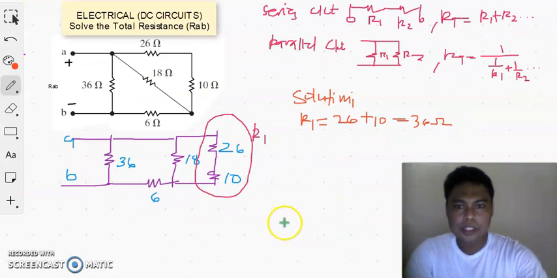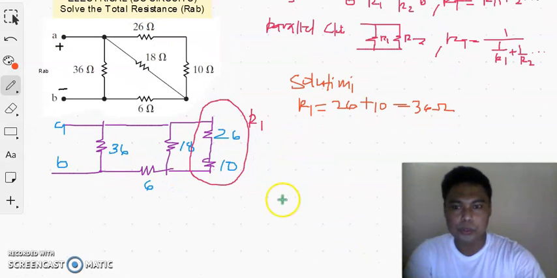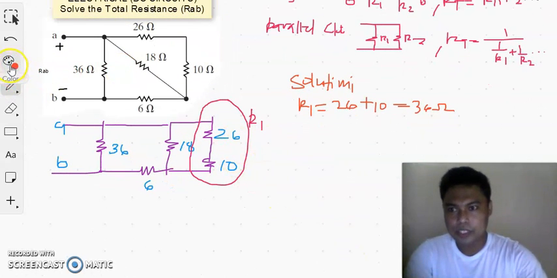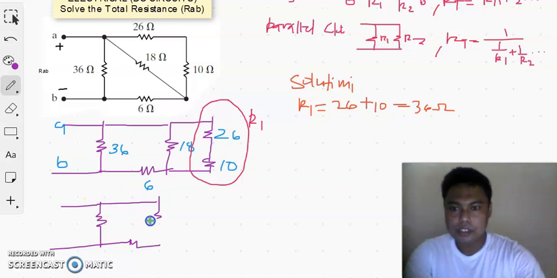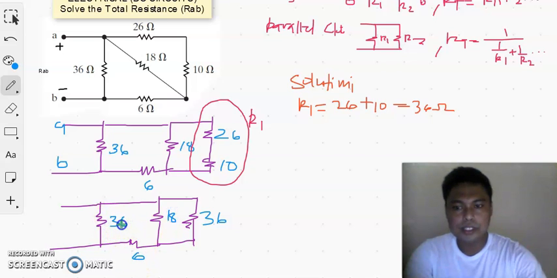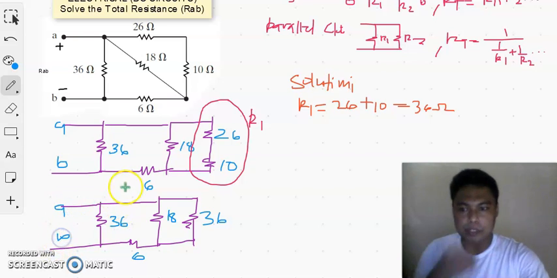Okay. And then we're going to read through the circuit for you to easily figure out. Okay, this is 36. This is 6. Okay. This is 18. We can have it labeled. So this is our R1. This is 36. So this is 18. This is 6. So this is 36. This is A, B. Okay. Have you observed on this figure?